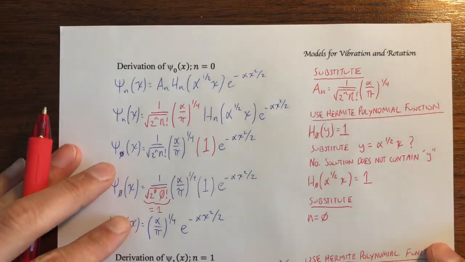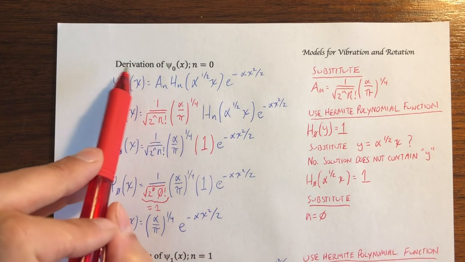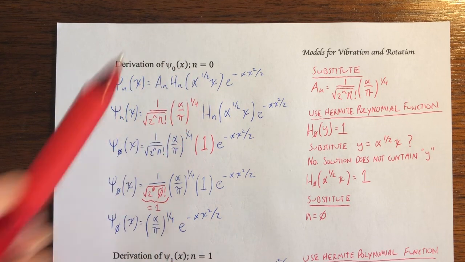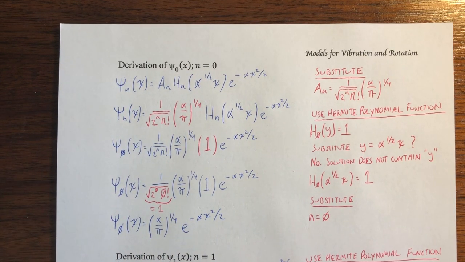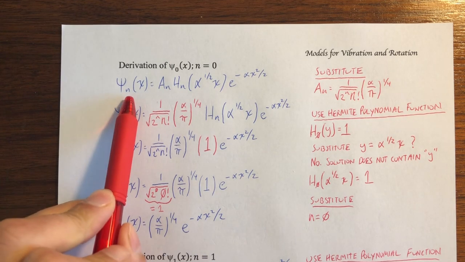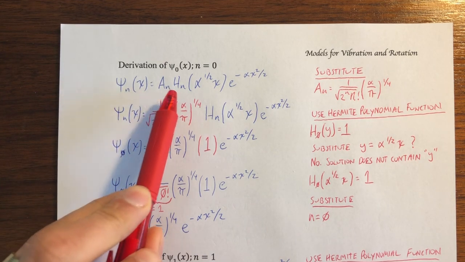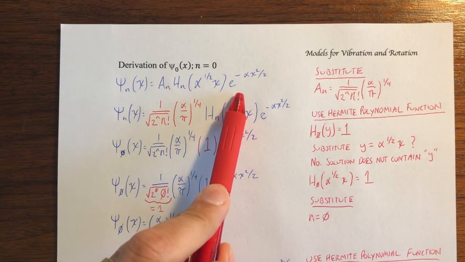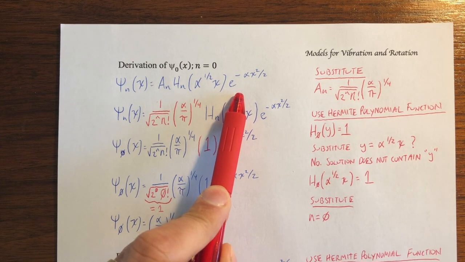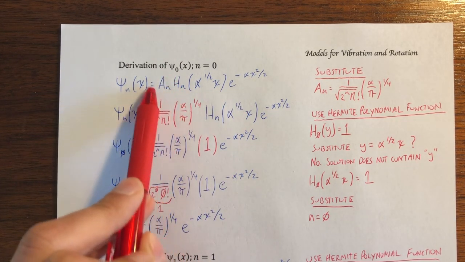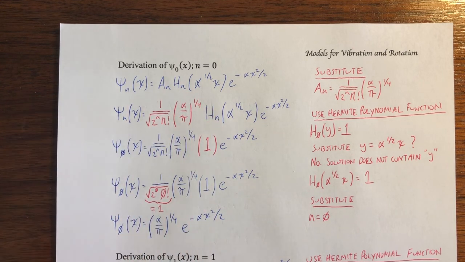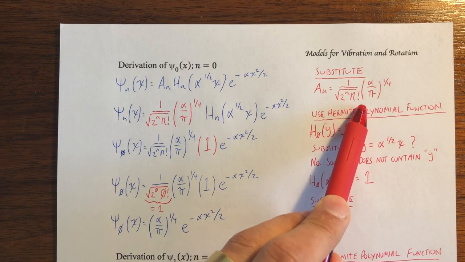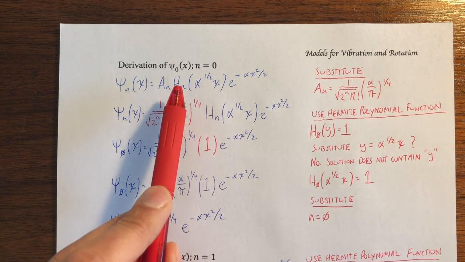So to see where two of these equations come from, we're going to derive the equation for psi sub 0 of x for n equals 0. So first, we begin with our equation psi sub n of x equals a times h of alpha raised to the 1/2 times x times e raised to the negative alpha x squared over 2. So the first thing that we're going to do is get rid of the a. These are going to be our normalization constants. So we're going to substitute a sub n is equal to this expression here. So that whole thing is going to go right here.